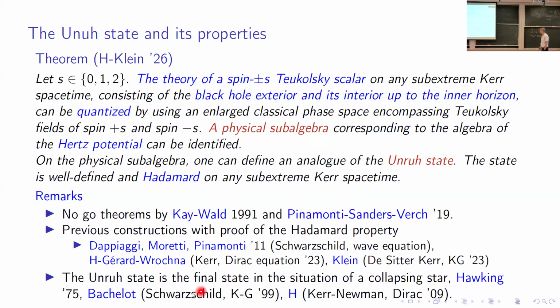another interesting aspect of it is that this kind of state, what is called the Unruh state, is really the state that you get if you look at the collapse of a star collapsing to a black hole, when it converges to this kind of state. This was predicted by Hawking, and can be done mathematically, first by Bachelot and then by myself for the Kerr case.